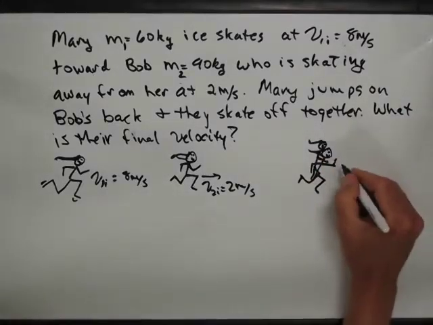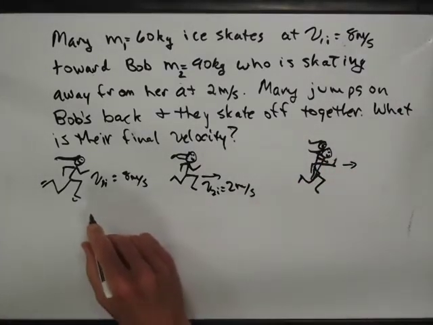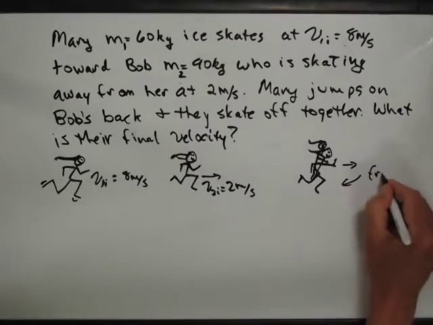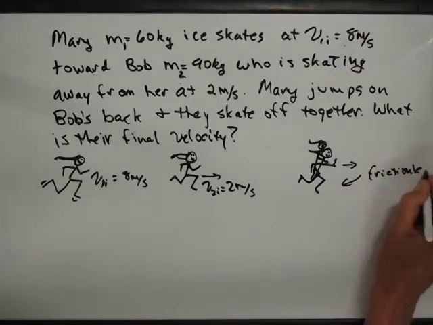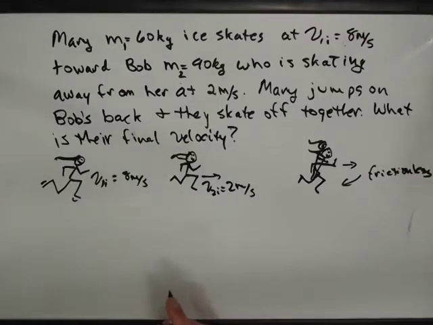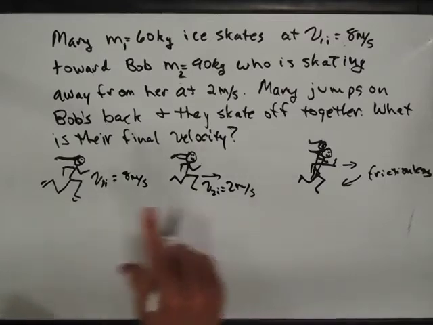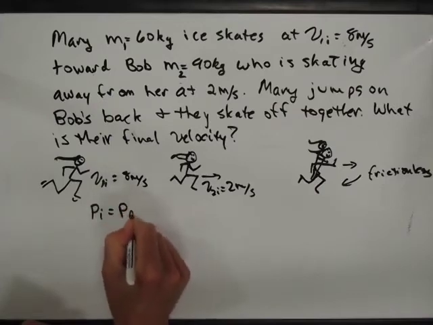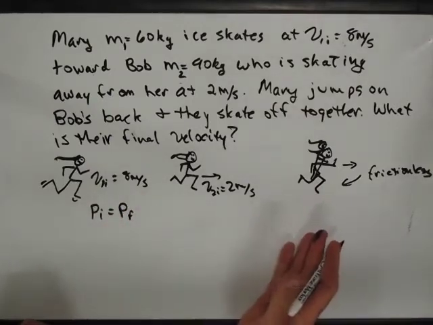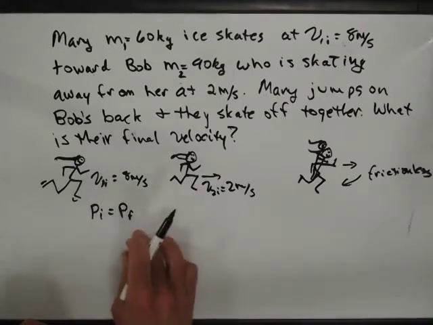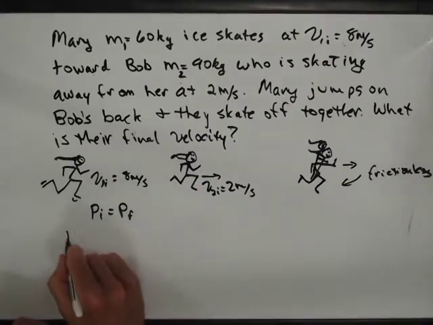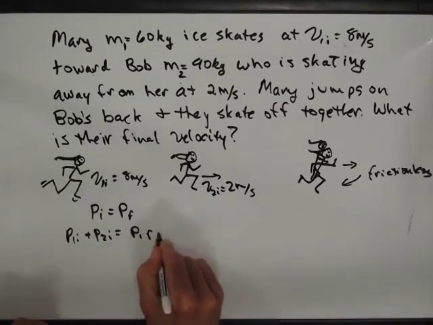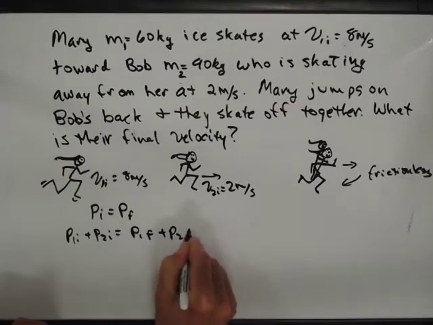Okay. So now they're going off together, right? It's frictionless ice. We're going to use conservation of momentum here. The initial momentum is equal to the final momentum. That's what we showed on the last slides, that the total initial momentum is equal to the total final momentum. And that means P1 initial plus P2 initial is equal to P1 final plus P2 final.